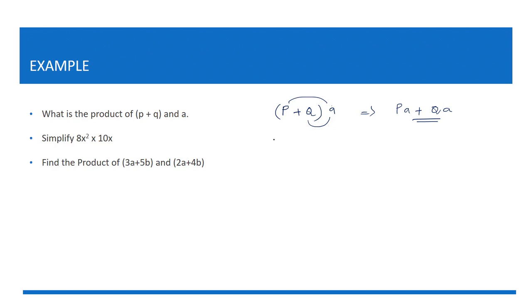Right. Now I need to simplify 8x square into 10x. The simplified form of this is what? Observe this: x is common, and for 8 and 10, I can take 2 as common. Dividing 8 by 2 gives 4x, plus into 5.